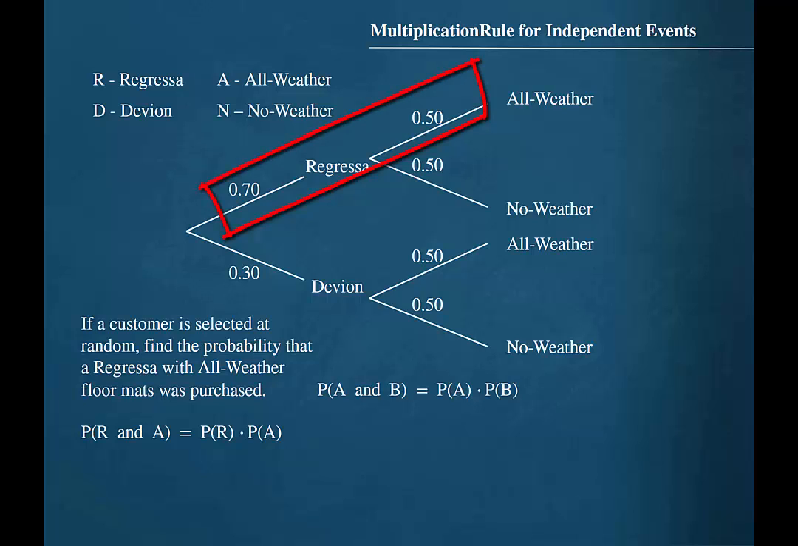Notice that this is basically the top branch of the tree. So we have 0.7 times 0.5 for a total probability of 0.35. So the probability for the top branch of this probability tree is 0.35.